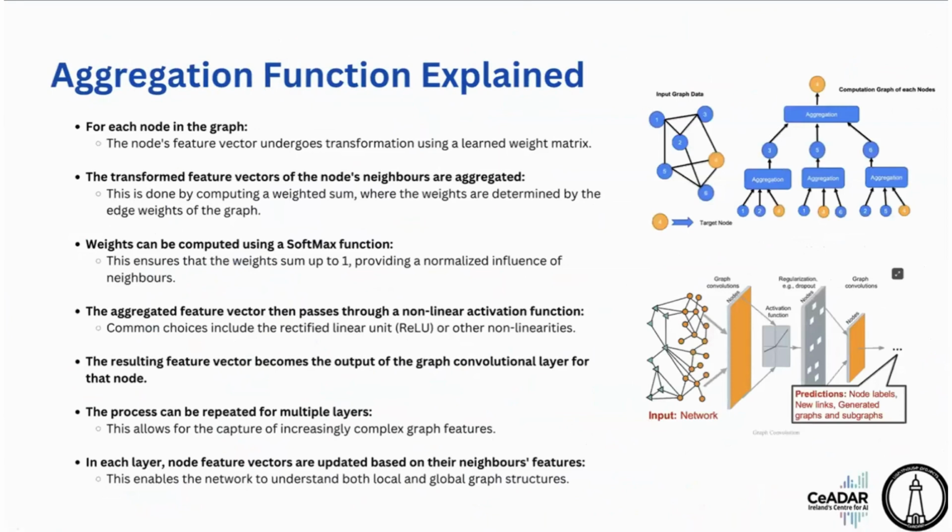So this is a basic explanation of what an aggregation function is. We'll be considering each and every node in a graph, and then finding a transformation of feature vectors based on a node's neighborhood, and then computing the weights of each neighborhood using a softmax function. Further to that, the aggregated feature vector is then passed through an activation function, either a ReLU or leaky ReLU, or whichever activation function we are using. And then the resulting feature vector becomes the output of the graph convolution network.